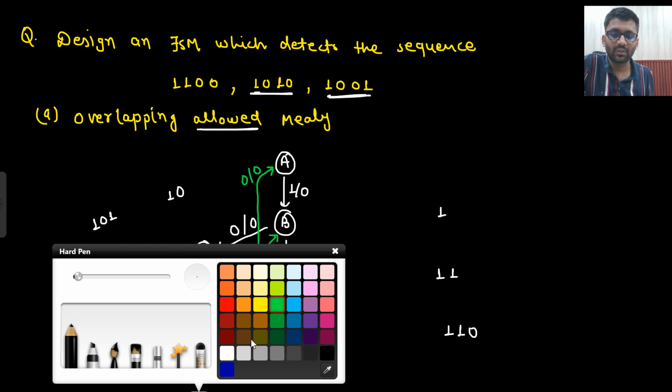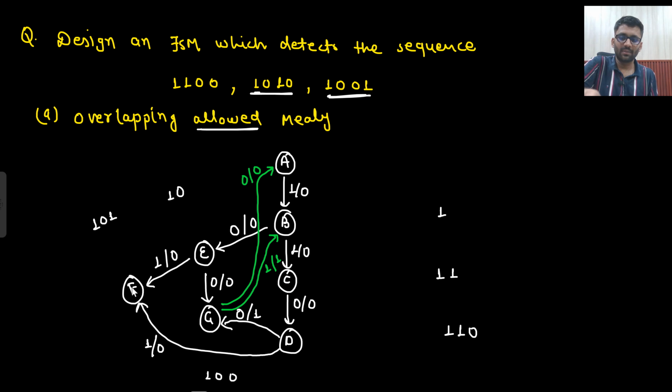Okay. Now let's think about the case F. Let's pick this pen. So 101. If applied input is 0, you will say that yes, the sequence has been detected because 1010 was my task. So if applied input is 0, the sequence has been detected, but where will I go? Do I see 010 anywhere? No. Do I see 10 anywhere? Yes, I see 10 in case of E. So from F I will go to E. If my applied input is 0, the output is 1, because the sequence has been detected.